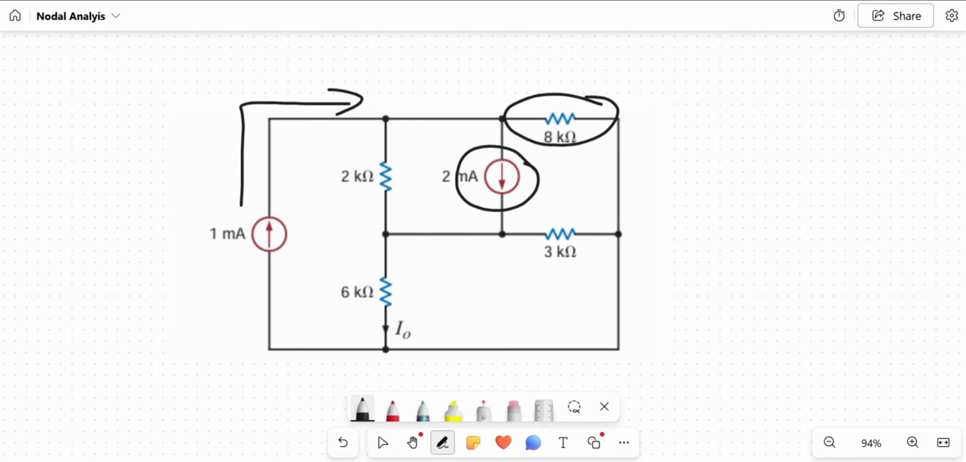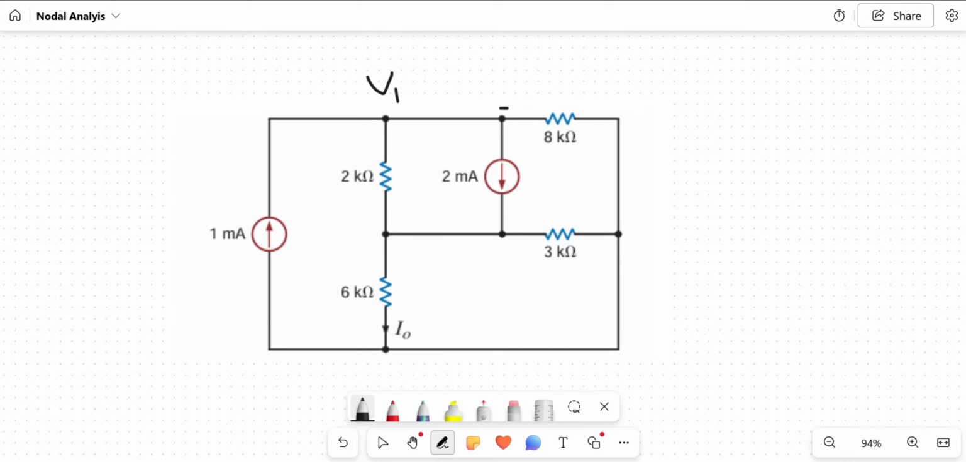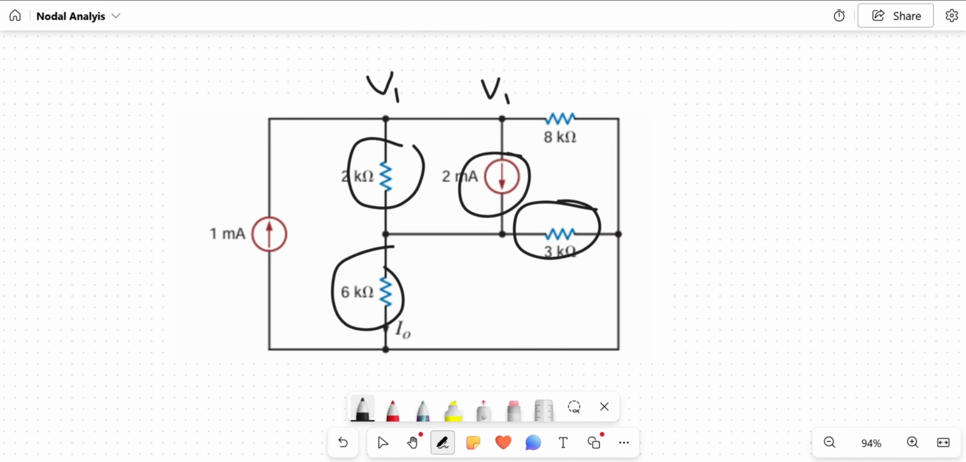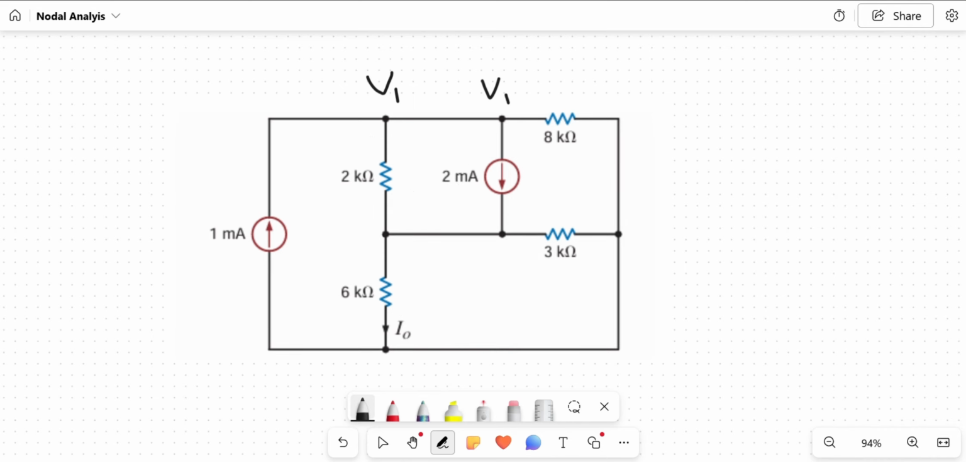So I will say that my V1 is most likely going to be here. And since there's no component between these two nodes, this is also V1. Same thing with here, there's a component here, a component here, a component here, and a component here. So I will say that my V2 will most likely have to be here. And since they have no components in between them, they will be the same node.